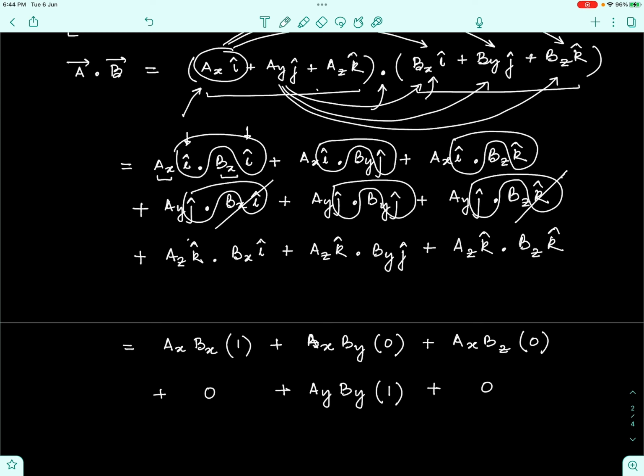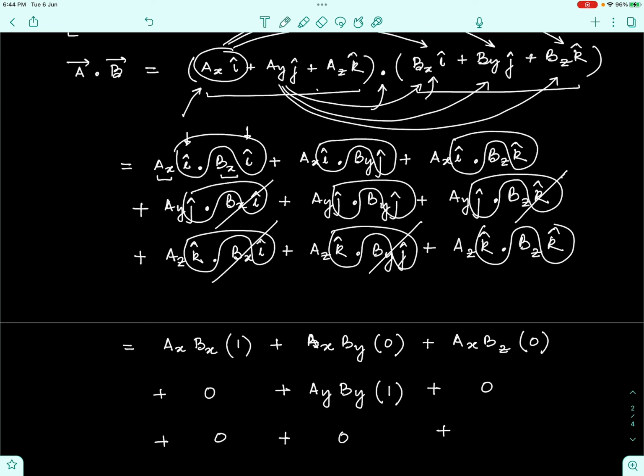The term next to that k cap dot i cap will also be 0. So this will also be 0, plus the term next to that k cap dot j cap will also be 0. So here we have a 0, plus k cap dot k cap is 1. So we will be left with az bz into 1.